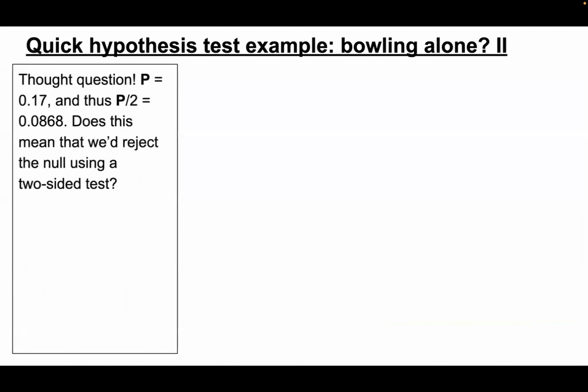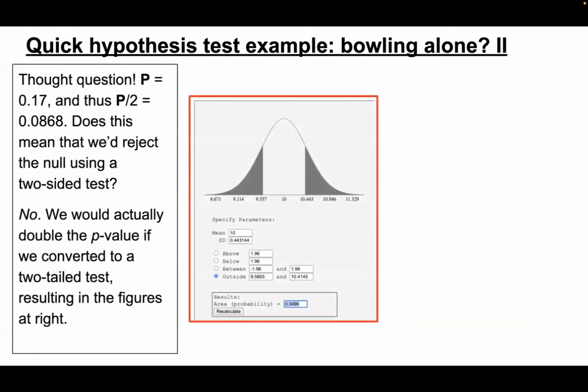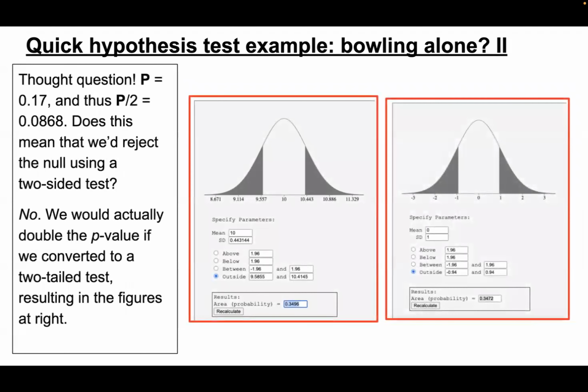Okay. So thought question, because some of this can be a little bit tricky. Our p-value is 0.17 and p over 2 is 0.0868. Should we reject the null using a two-sided test? The answer is actually no. So we should double the p-value if we convert it to a two-tailed test, which results in these figures here.